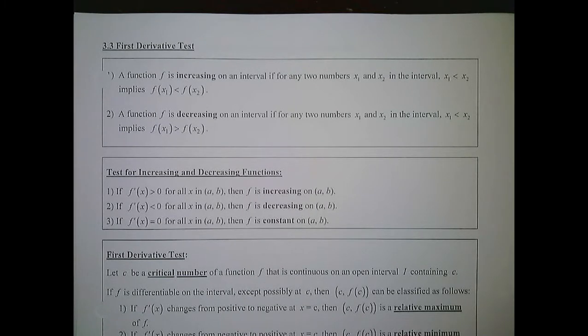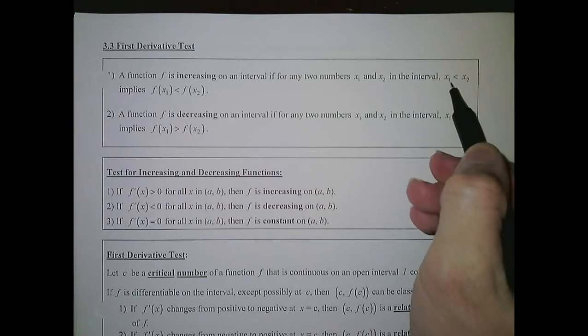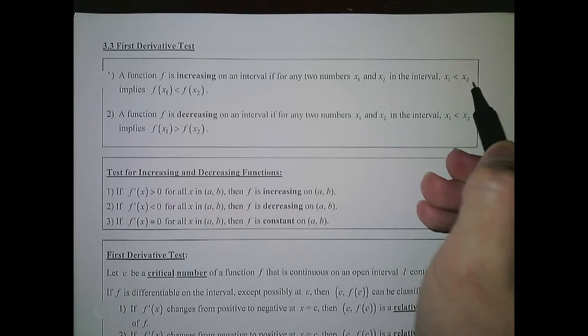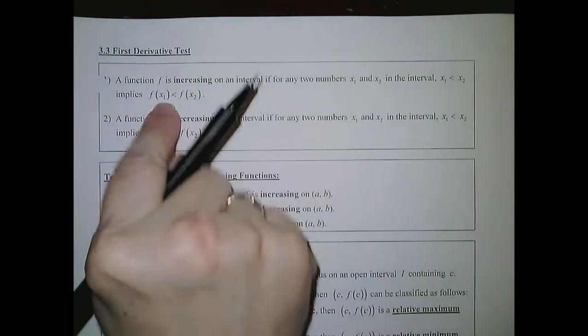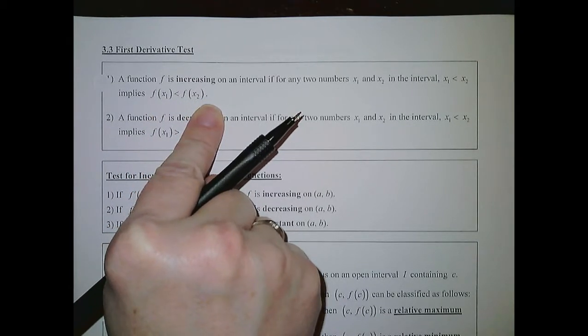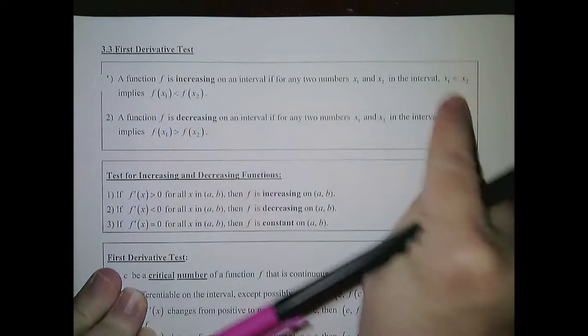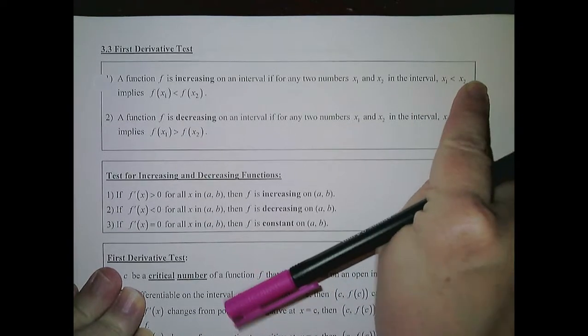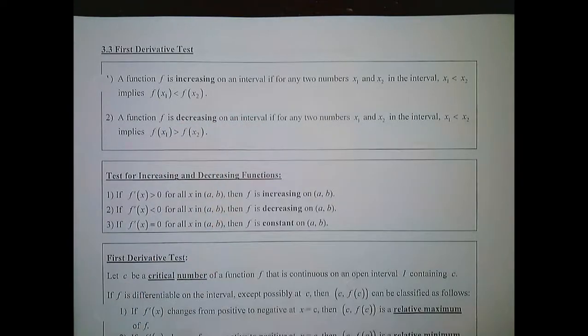We know that a function f is increasing on an interval if for any two numbers x1 and x2 in the interval, if x1 is less than x2, then the function value at x1 is also going to be less than the function value at x2. In other words, the function is increasing if as x gets larger, our function values get larger as well.